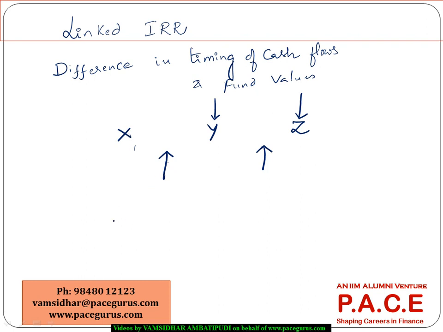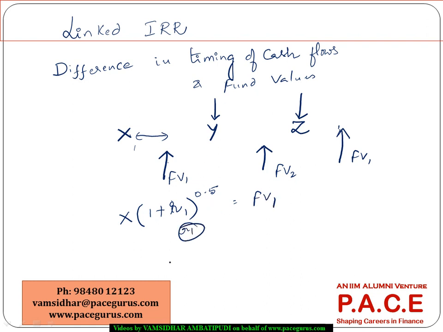Probably for this, I'm simply linking X into 1 plus R1 for whatever period X may have been invested. Let's say only for 6 months. X into 1 plus R1 is equal to fund value 1. So based on this, I'll compute my R1, whatever is the rate for that period.